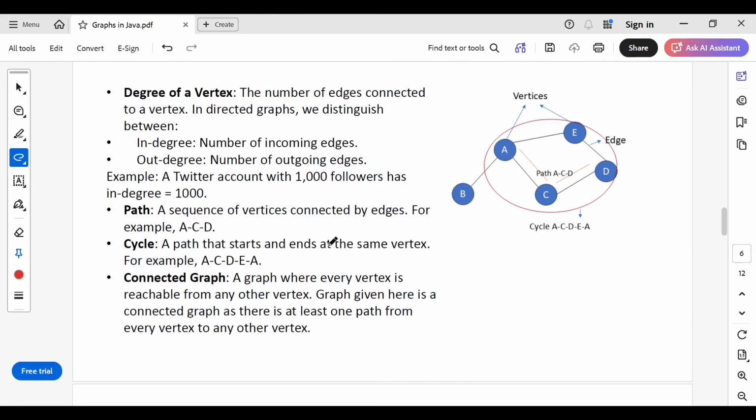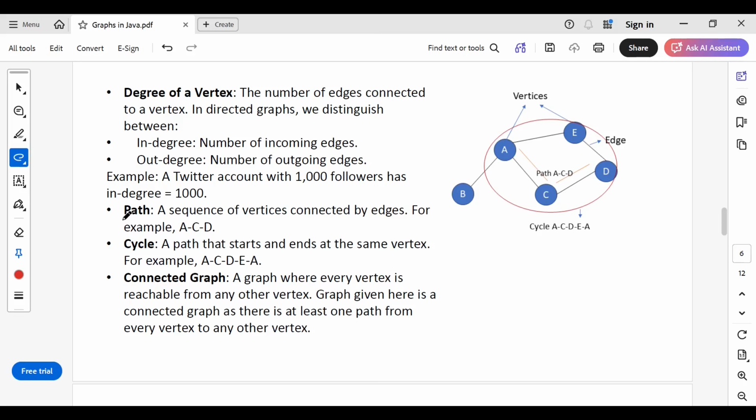Then you can also calculate the degree of a vertex, which is the number of edges connected to a vertex. You can have an in-degree and an out-degree. In-degree is the number of incoming edges, out-degree is the number of outgoing edges. So here A is connected to B, C, and E. That means the degree is 3, right?